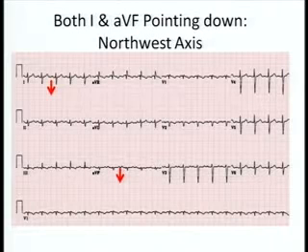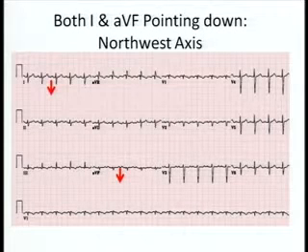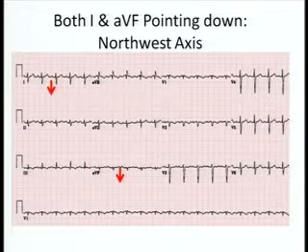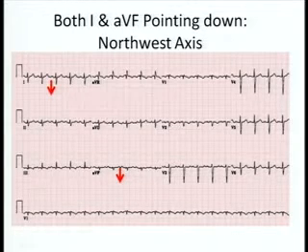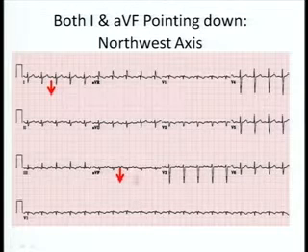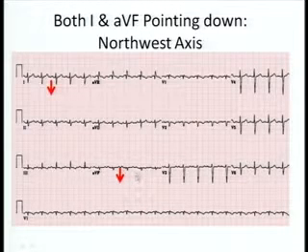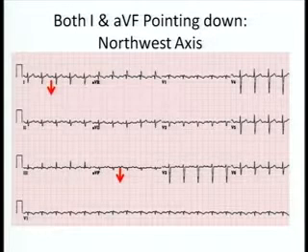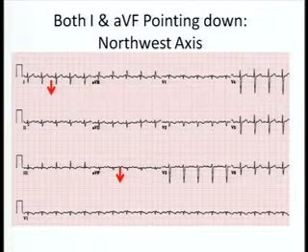Suppose we have everything pointing away, both pointing downwards, then I have an axis in Pakistan, which is the northwest axis. So if you quickly look at lead 1 and lead 2, it doesn't matter to me. That we can go to later, but I already know quickly that this is an abnormal axis.